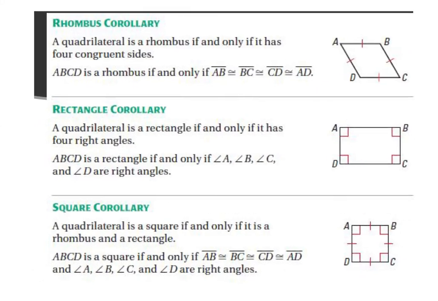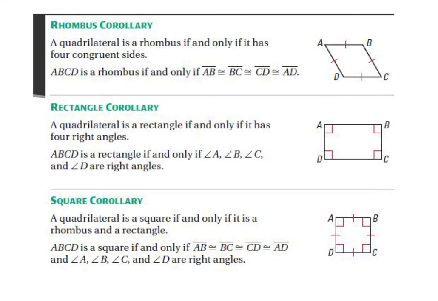All right, let's jump back to our corollaries, okay? So the rhombus corollary is very similar to the definition. It says a quadrilateral is a rhombus if and only if it has 4 congruent sides. So ABCD is a rhombus if and only if AB is congruent to BC, CD is congruent to AD, and all of them are congruent. So the measure of each of these, for example, could be 4 units, 4 units, 4 units, and 4 units. So it works both ways. If all 4 sides are congruent, then it's a rhombus. And if it's a rhombus, then all 4 sides are congruent. That's why we write it as if and only if. Remember, if the conditional works in both ways, it's if and only if.